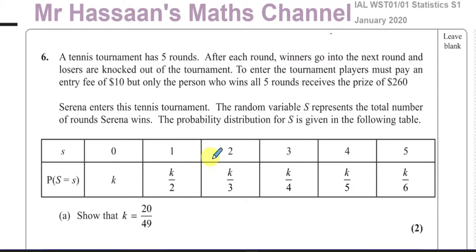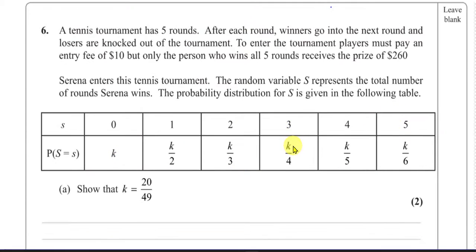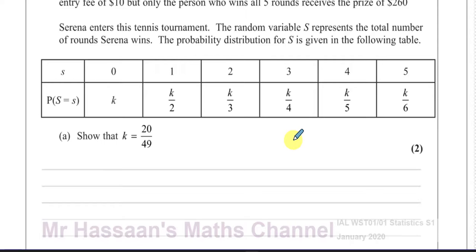She's won 4 rounds, but she doesn't win the final. So she gets through to the 5th round, but she doesn't win it. Okay, so these are the probabilities of all of those events happening. Now we don't know any of those probabilities in exact form. We have them in terms of k, but we can use a piece of information that we should know, that the sum of the probabilities is always equal to 1.